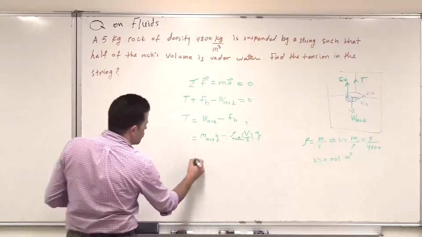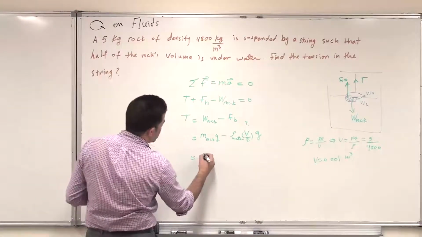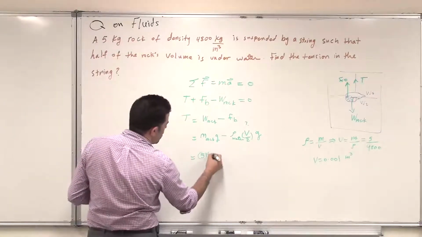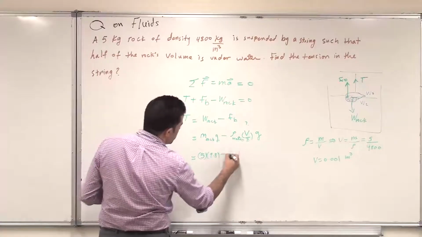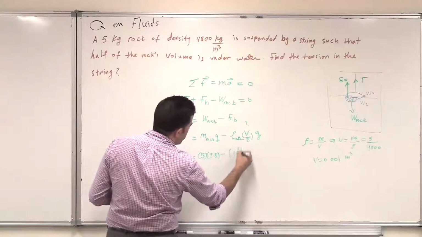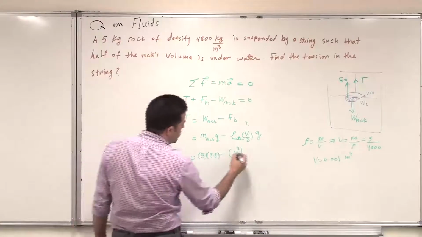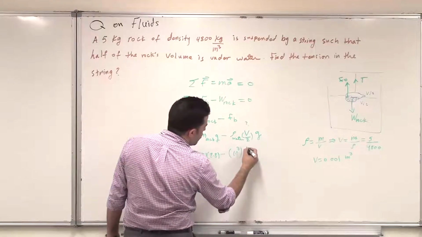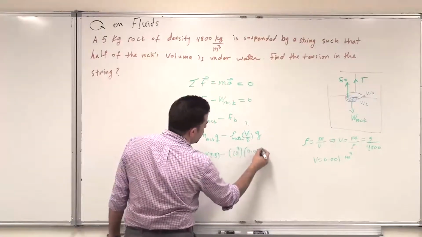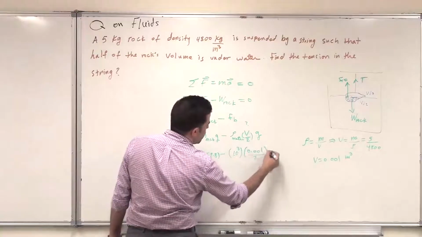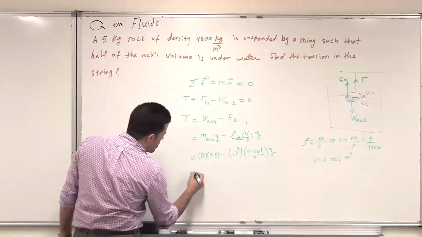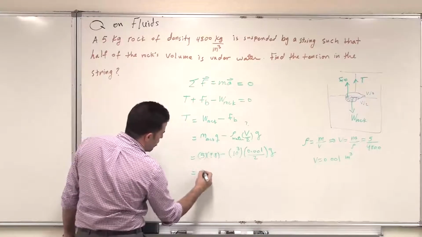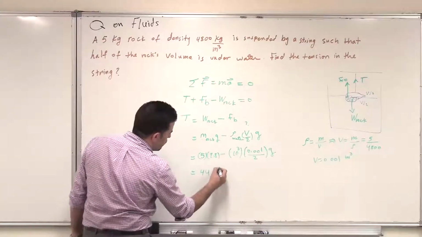So we can now substitute: the mass of the rock is 5 kilograms times 9.8, minus the density of water, 10 to the power 3 or 1,000 kilograms per meter cubed, times V over 2, where the whole volume is 0.001, divided by 2, multiplied by g. And this calculation will yield a force of tension of 44 Newtons.